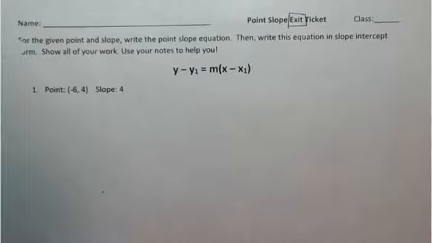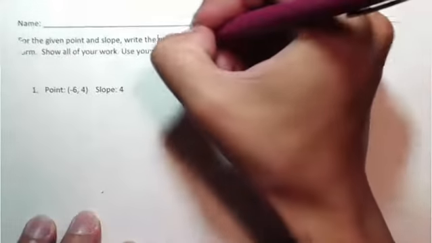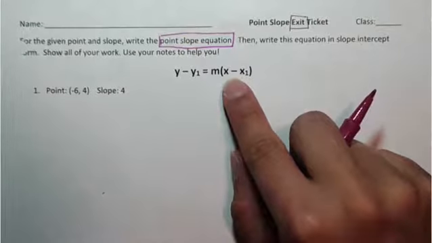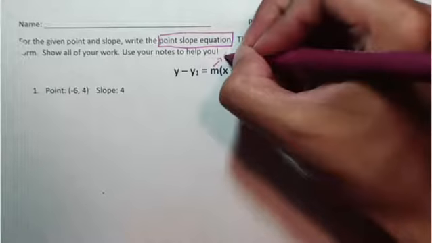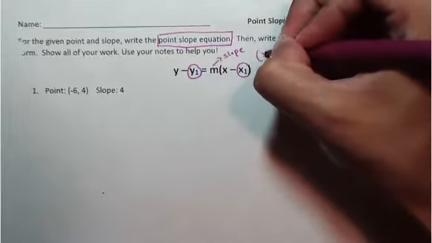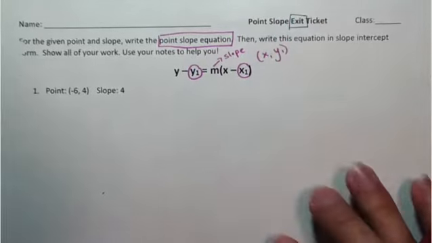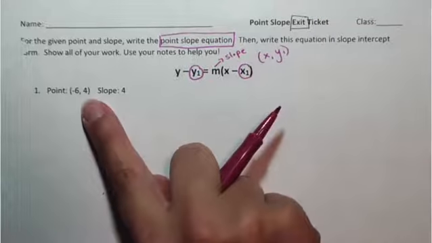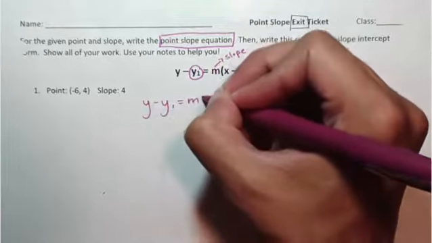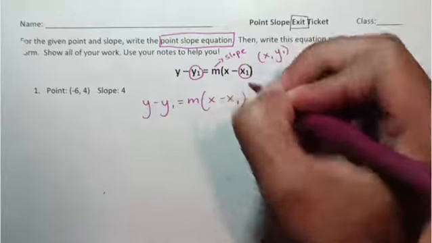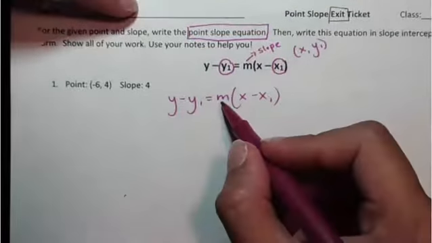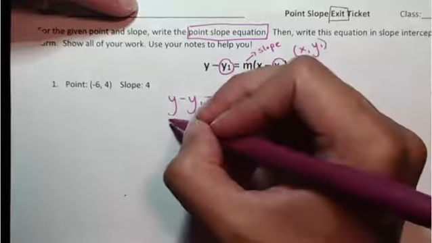Okay, so the first thing that the question asks us to do is write it in point slope form. Okay, I wrote the point slope formula at the top. Remember that the M represents our slope, and the Y1 and the X1 represent our point that they give us. So, using the information that they've given us, I'm going to go ahead and write the equation. Y minus Y1 equals M times X minus X1. And I'm going to plug in what I know. So, the slope here is 4, so I'm going to go ahead and plug that in.